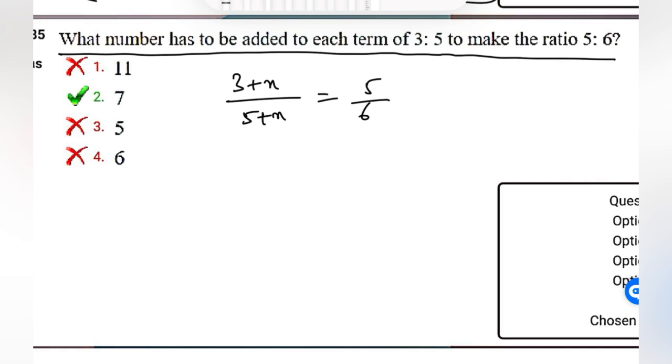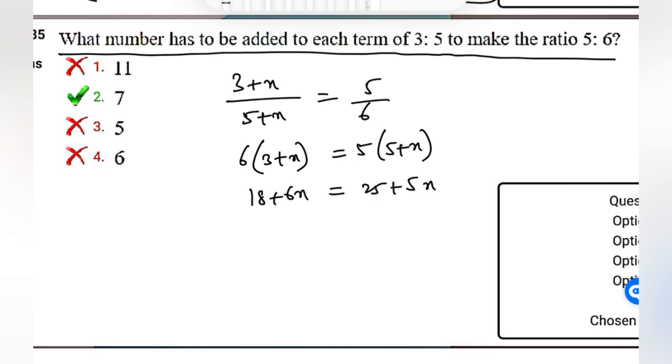Let's cross multiply. 6 into 3 plus x is equal to 5 into 5 plus x, which means 18 plus 6x is equal to 25 plus 5x. That becomes x is equal to 7. So 7 has to be added.